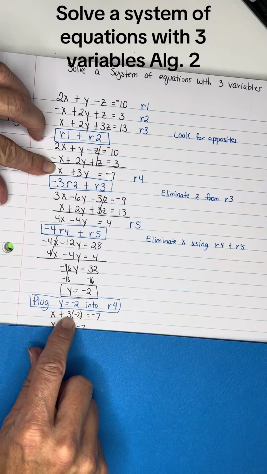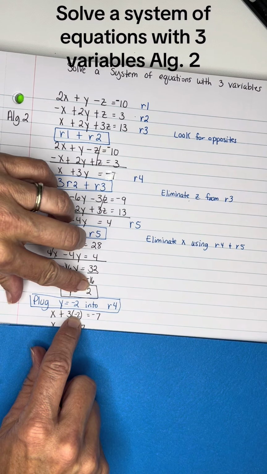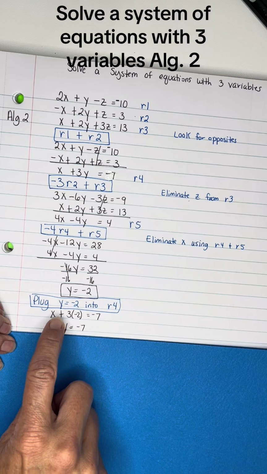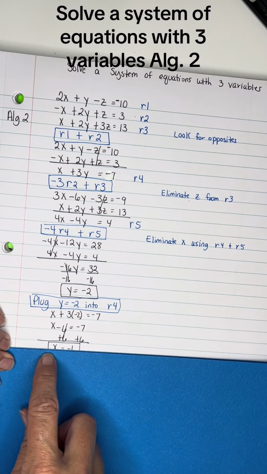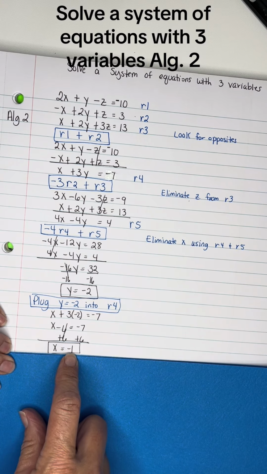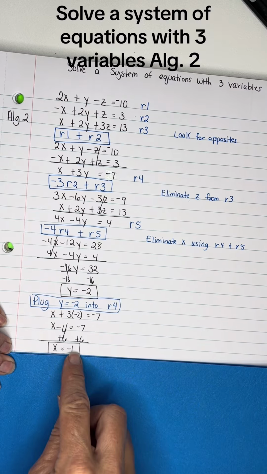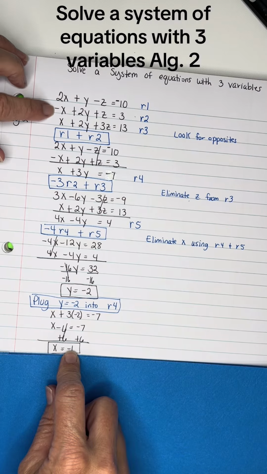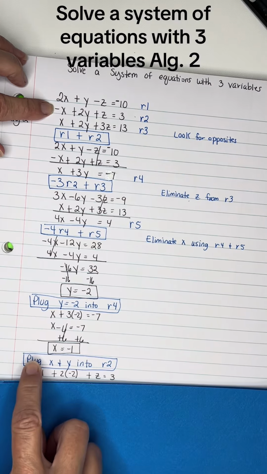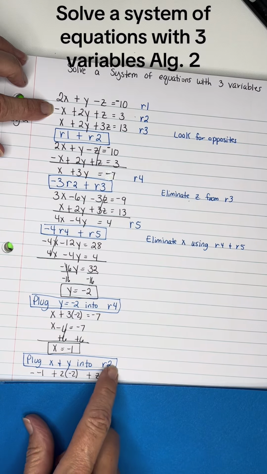So x plus 3, put negative 2 where the y is, equals negative 7. So 3 times negative 2 is negative 6. I'll add 6 to both sides, and I get x equals negative 1. Now that I know x and y, you're going to plug those both into any one of these three problems. And I like the looks of row 2, so I plugged x and y into row 2.